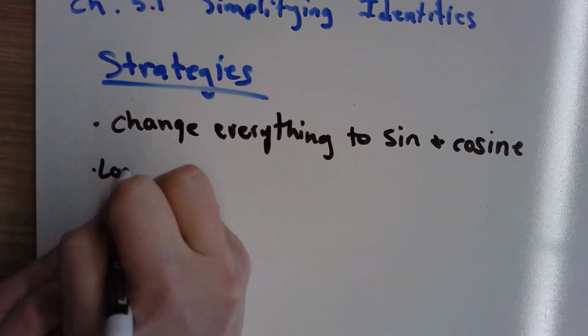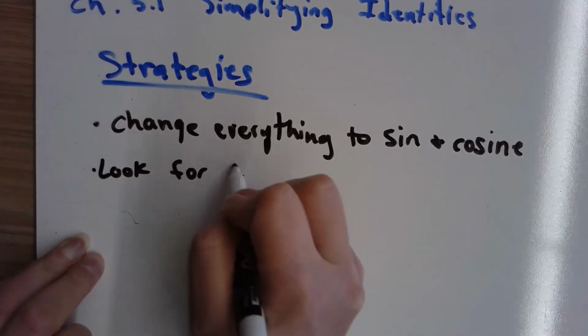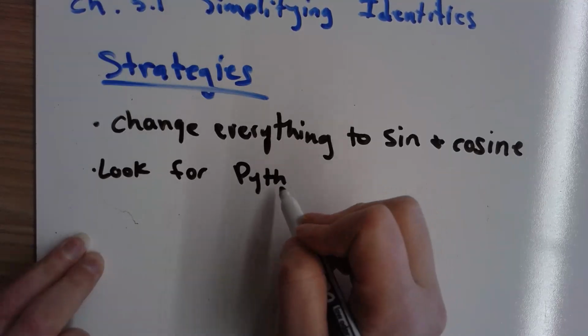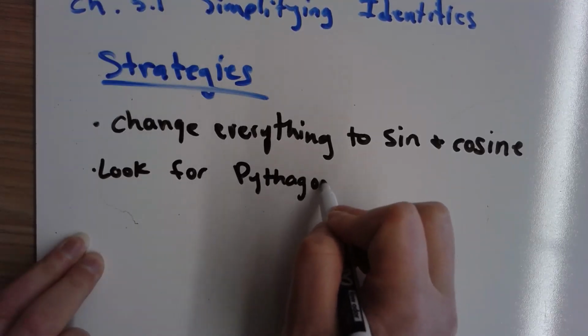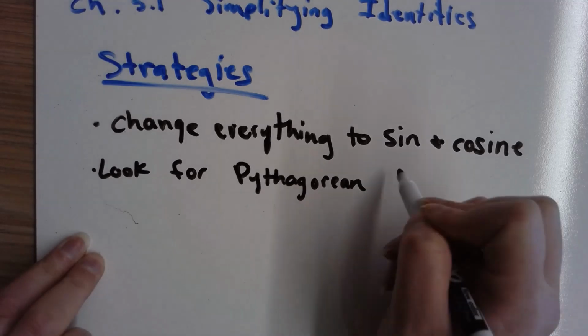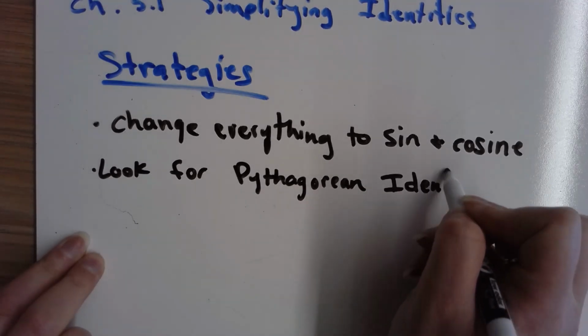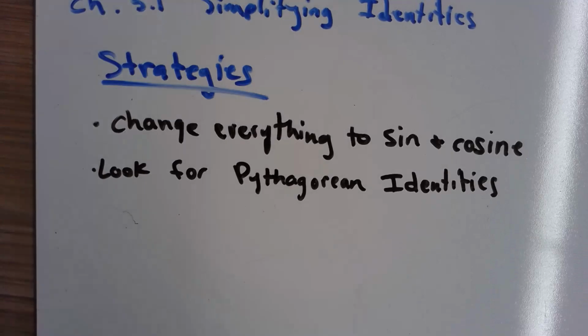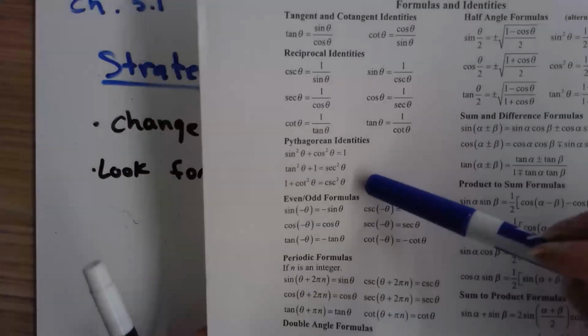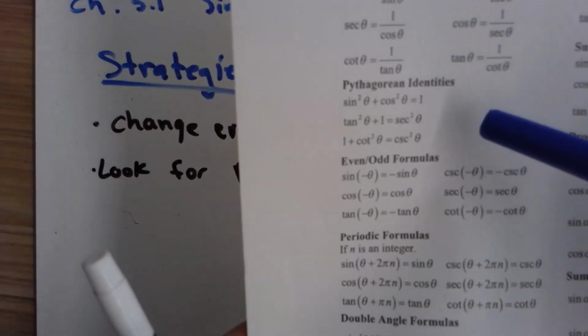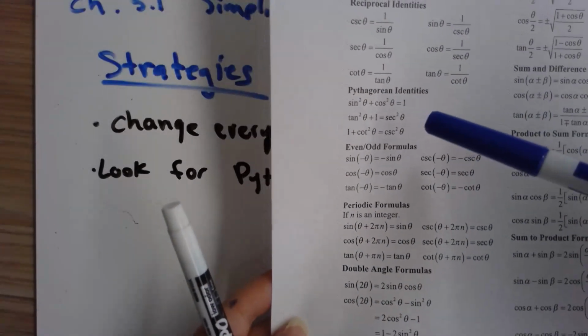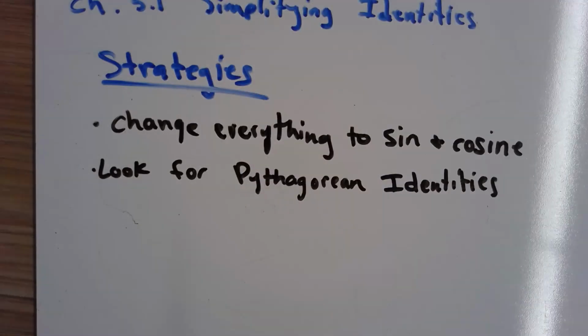Next one is look for Pythagorean identities. Okay, so if you have that paper, you'll see the Pythagorean identities are right here. So these are Pythagorean identities. Look for those. Those actually pop up quite often. And when they do, we can use those identities to make life a lot better.